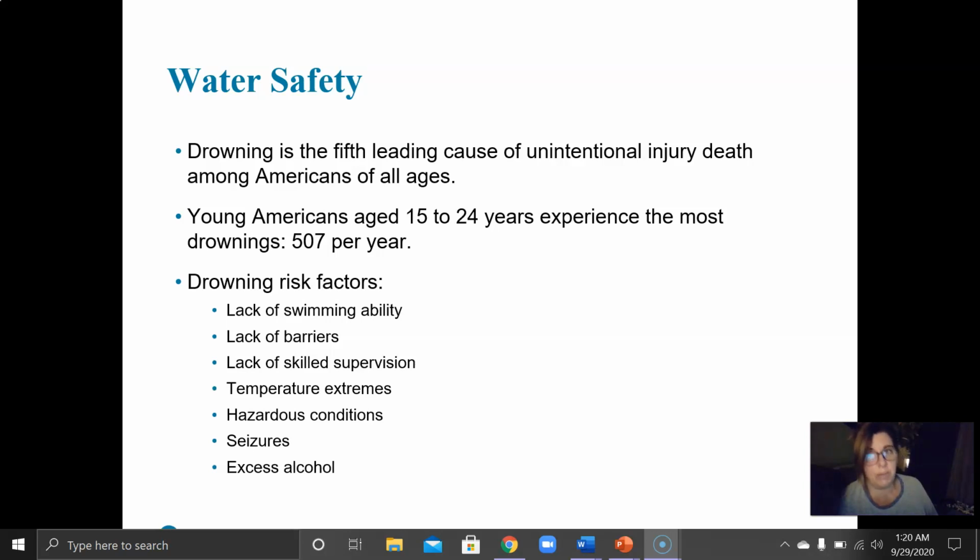Boating. Of those who died from drowning during a boating accident in 2015, 85% were not wearing a personal flotation device, a life jacket. Alcohol consumption was a leading factor in boating deaths. There's that theme again.